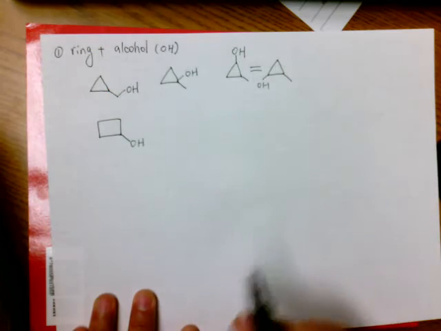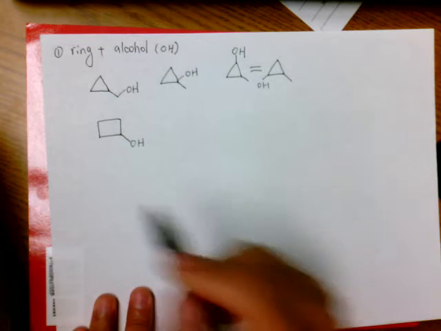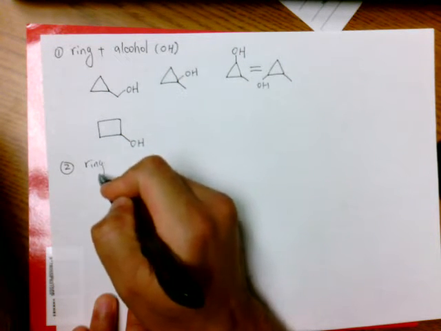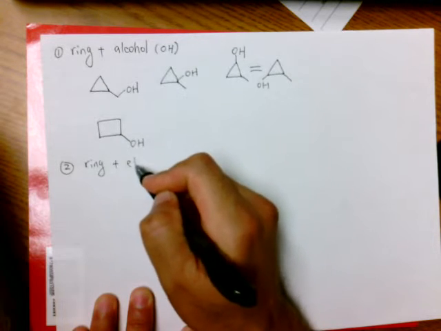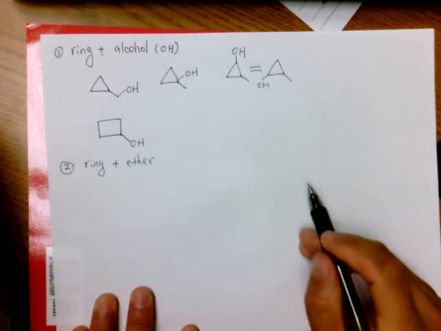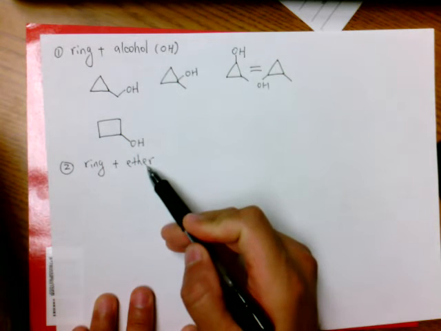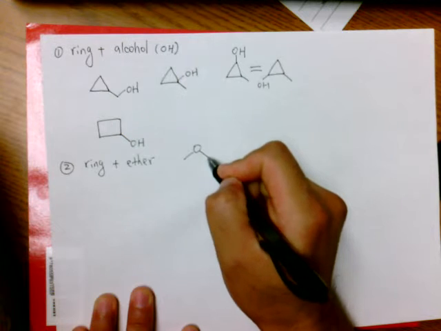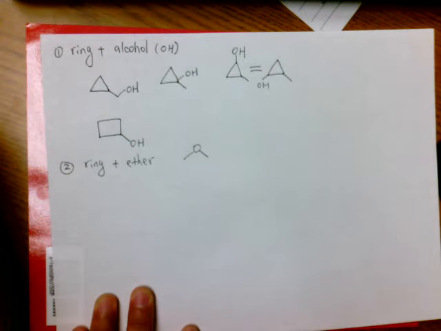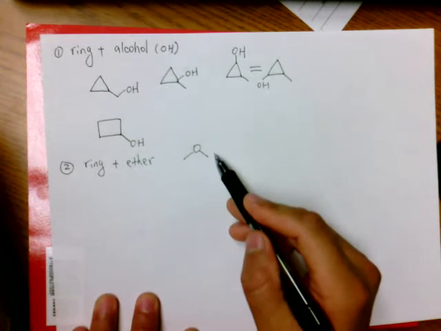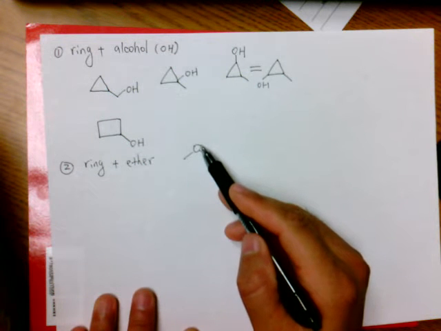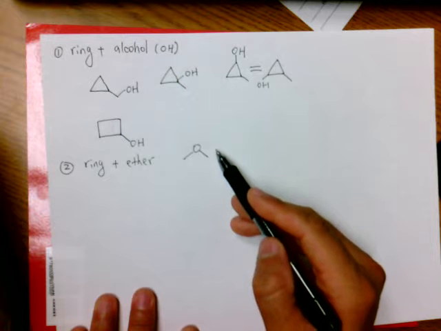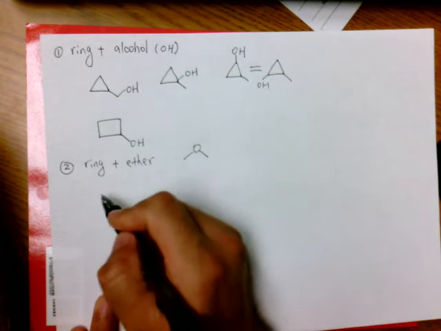So now we have explored the ring and alcohol. And the second possibility, of course, is to have a ring plus, instead of alcohol, an ether. So keep in mind that an ether has an oxygen that is sandwiched between 2 carbons. All right. So in this case, this oxygen can be part of the ring, and it's also possible to be not part of the ring. So we are going to explore both situations.